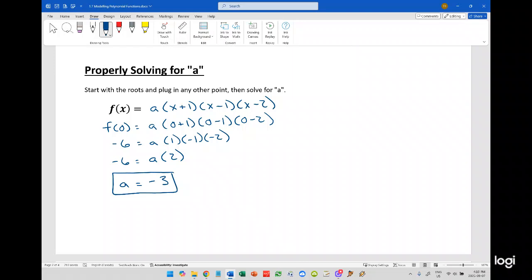And that's it. If you can solve it by observation, by all means feel free to, but if you want to do something a little bit more concrete, you can always just plug in any ordered pair from the original graph, except the x-intercepts, which have already been used, and solve for a. Once you've got that, you can confidently say this function is -3(x + 1)(x - 1)(x - 2).